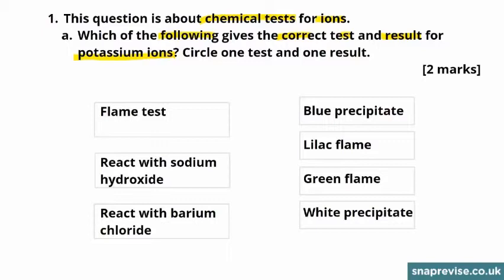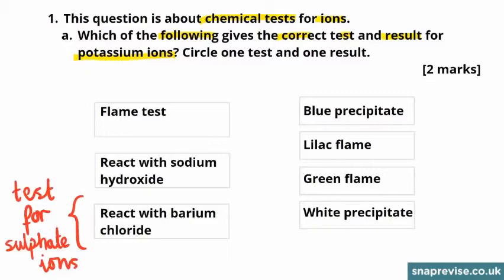On the left hand side we have flame test, reaction with sodium hydroxide and reaction with barium chloride. If you're familiar with the test for ions, you might remember that the reaction with barium chloride is used as the test for sulfate ions, as the reaction between barium chloride and sulfate ions produces the insoluble precipitate barium sulfate.